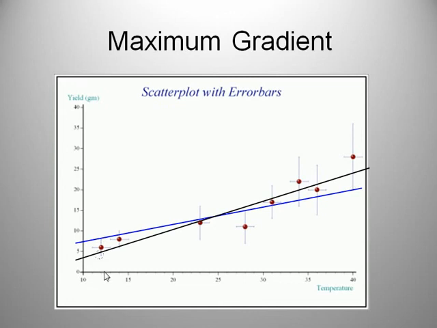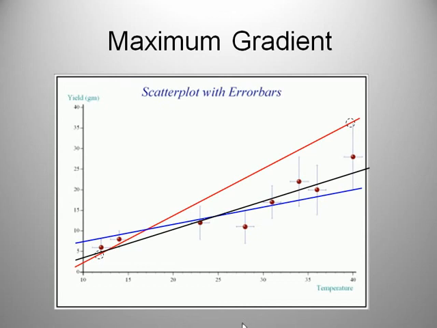Same with the maximum gradient, right? We're going to find this bottommost error bar point and this topmost error bar point here, and we're going to draw a line between those two. So we're actually going to have three lines on our graph. We can have a best fit slope, and we can have a maximum and minimum gradient.